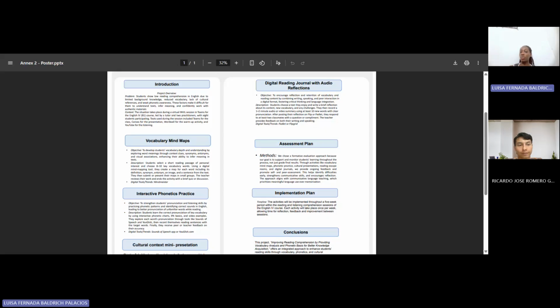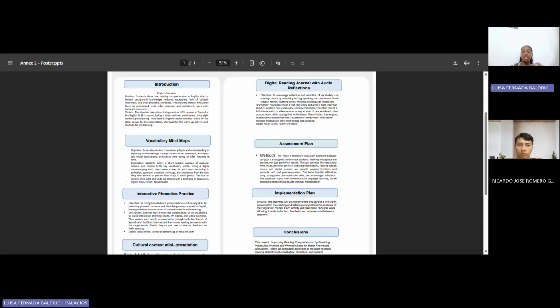What was the most valuable experience of your internship? Even though I am still a student and I'm not a teacher yet, one of the most valuable experiences for me in this practical component was seeing how the activities we design can really help the students improve their reading comprehension. Working with vocabulary mind maps, phonetic practice, and cultural representation helped me understand how different parts of language learning work together. I realized that reading is not only about looking at words. A student also needs a strong vocabulary, cultural knowledge, and good pronunciation to understand a text.